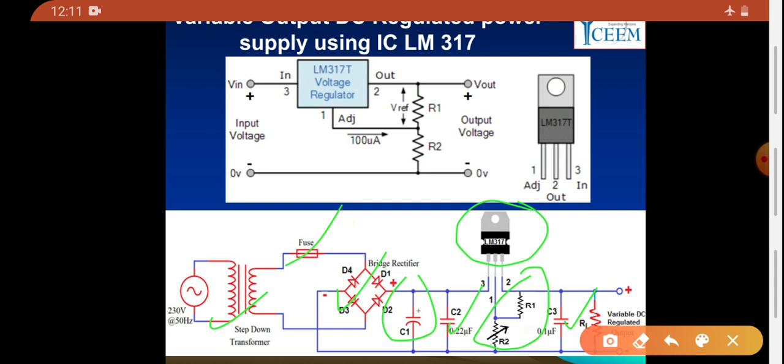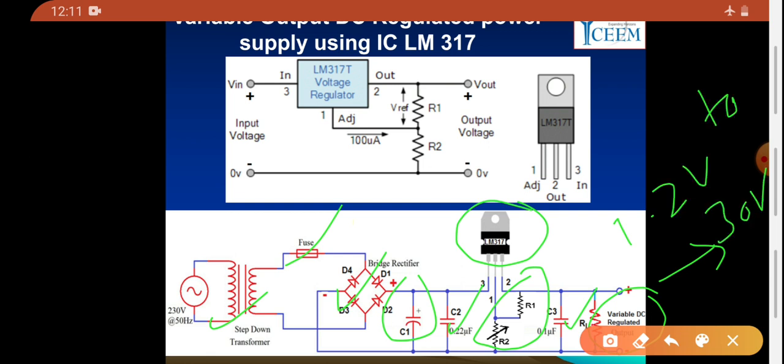By varying this R2, you can vary the output voltage across the load, and that will be variable for this IC from 1.2 volt up to 30 volt. You can get the variable output voltage with IC LM317.